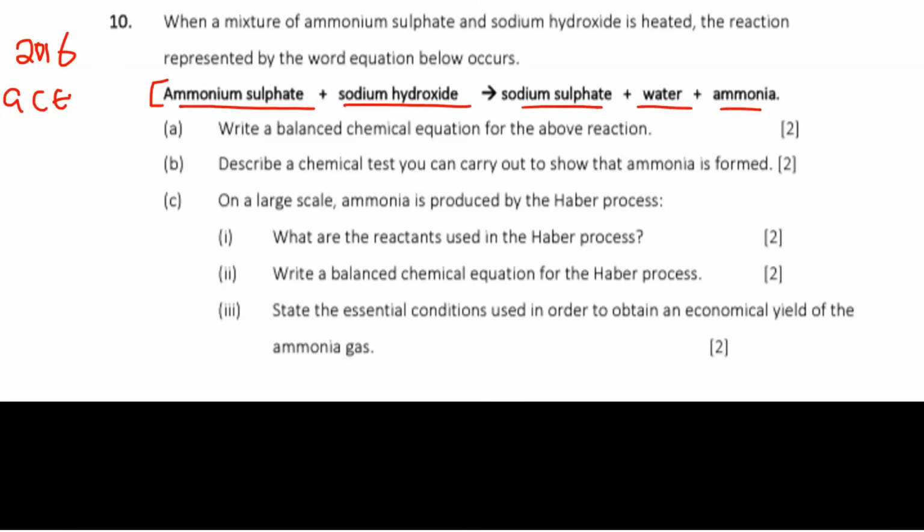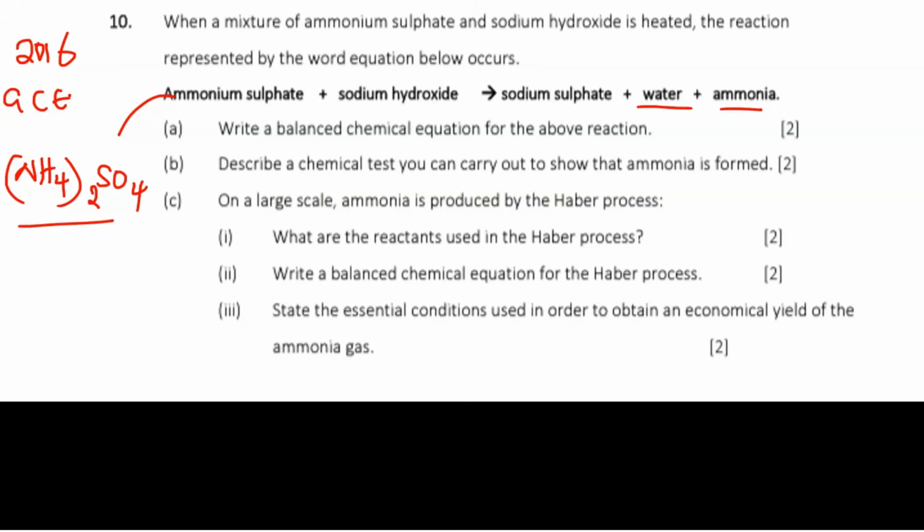Now remember from the basics, to write the balanced chemical equation, you need the symbols or the chemical formulae for the compounds that are reacting. What is reacting here is ammonium sulfate. How do you write ammonium sulfate? Ammonium sulfate is written like this. If you can't remember, or you're wondering why it is written like this, you need to go back to the basics on how to write the chemical formulae.